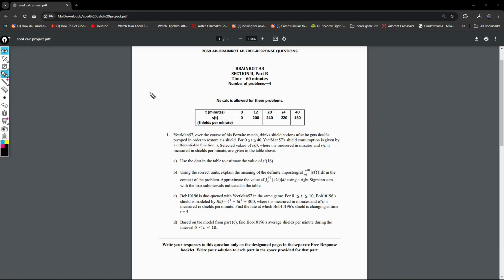Okay. Once again, guys, this is basically 3 points. So if you didn't get this, shame on you. Using the correct units, explain the meaning of the definite integral.